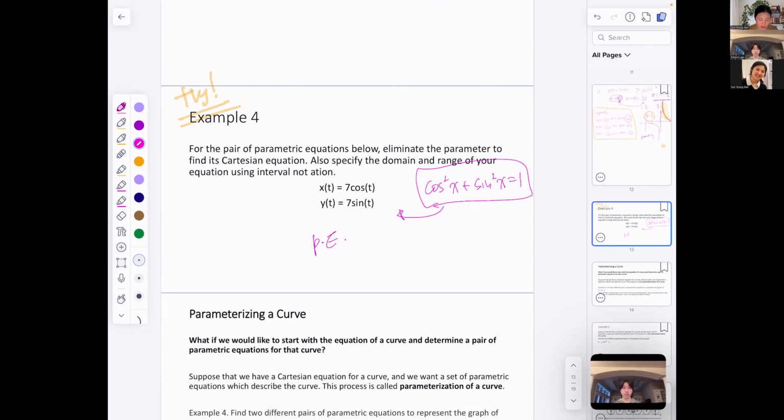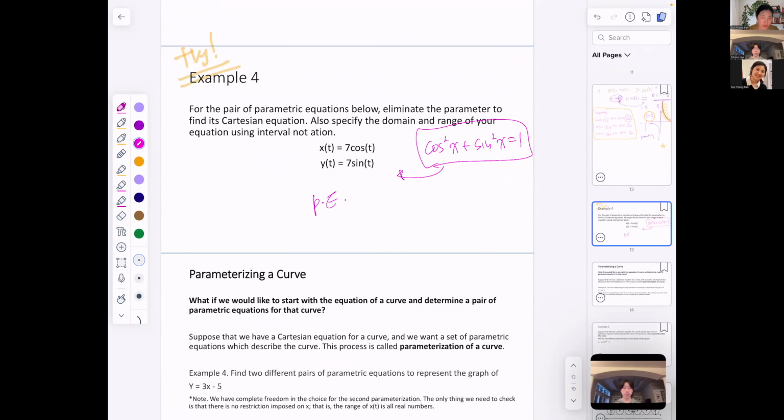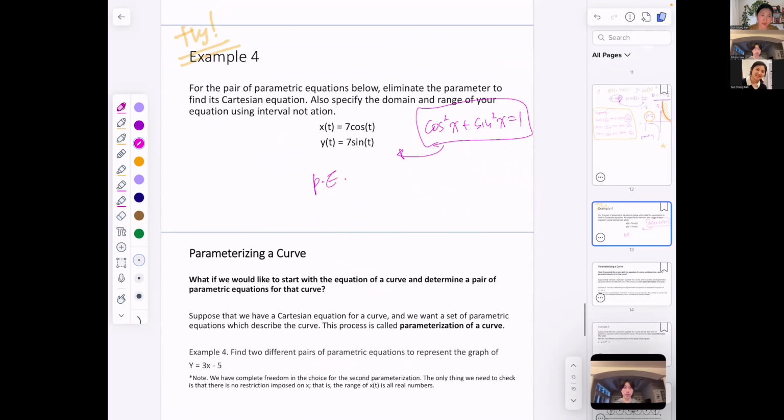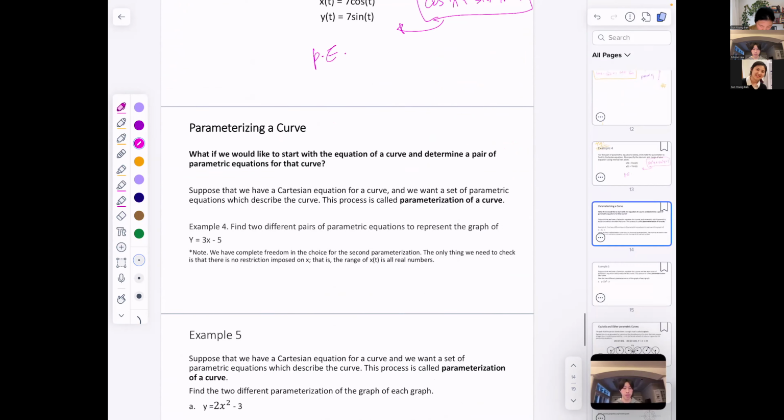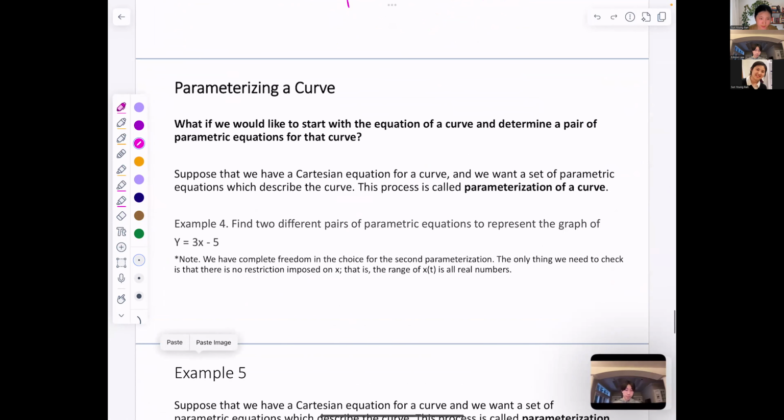I'm going to go down slowly. This example 4, I'm going to skip it. You can try. I think this is a very similar question to one we did above. All right, what is parameterizing a curve? Now, this is very interesting. I have a question for you. What if we start with the equation of a curve first, and then I ask you, can you determine a pair of parametric equations for that curve?